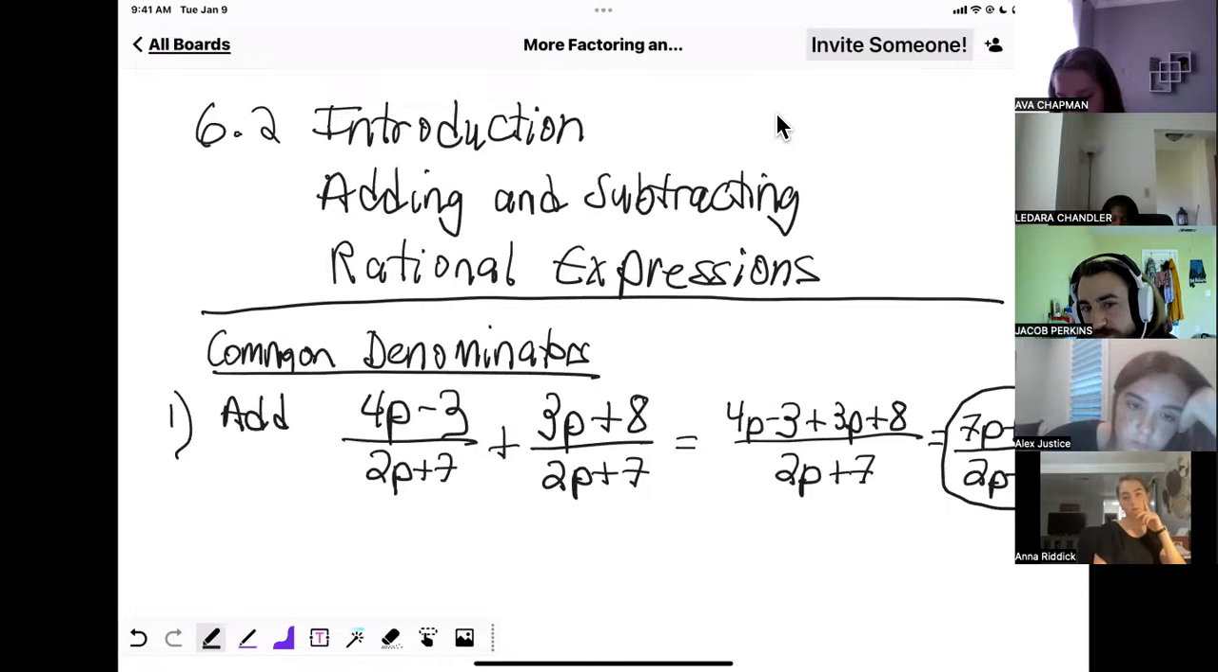Do not think that you can cancel p's out. You can cancel 7 out. So you can't. The only time you can simplify a fraction, well, this kind of fraction, is if it's being multiplied. These are not being multiplied, being added. So nothing cancels, nothing simplifies. That is the answer.